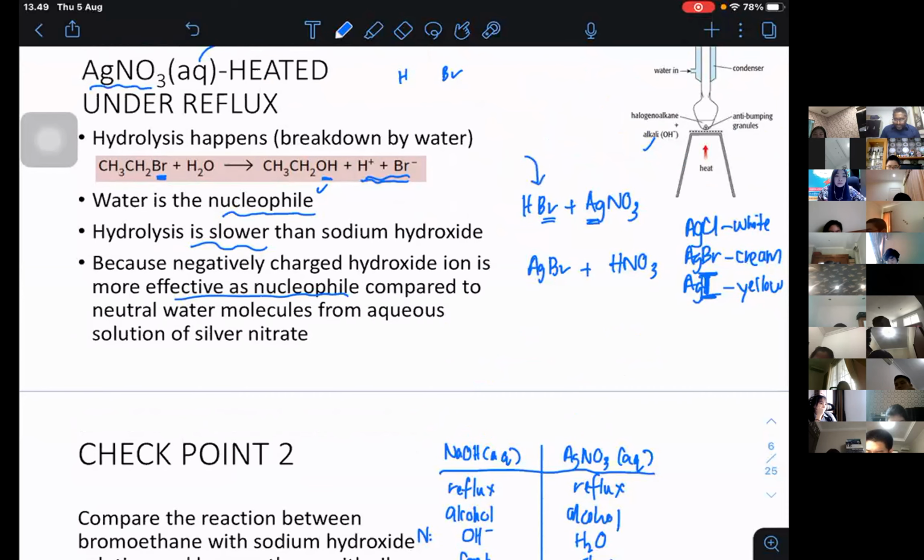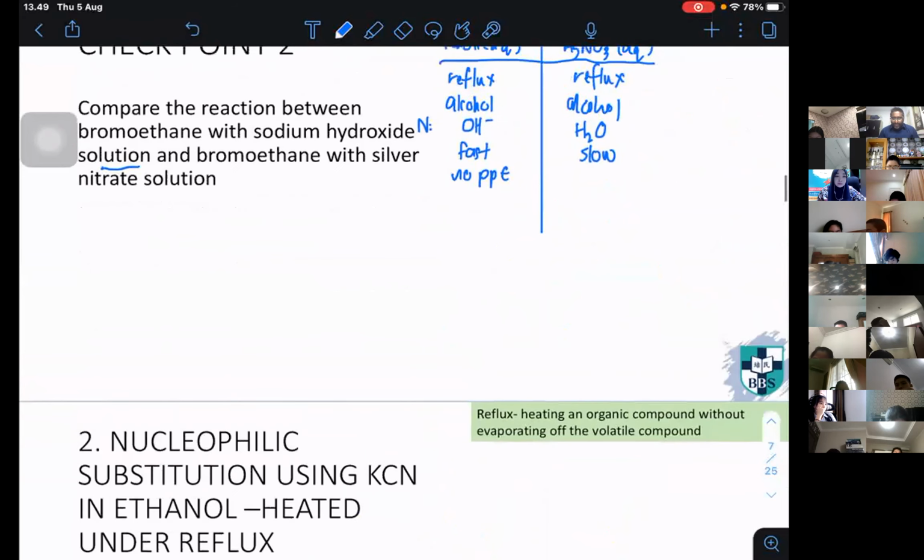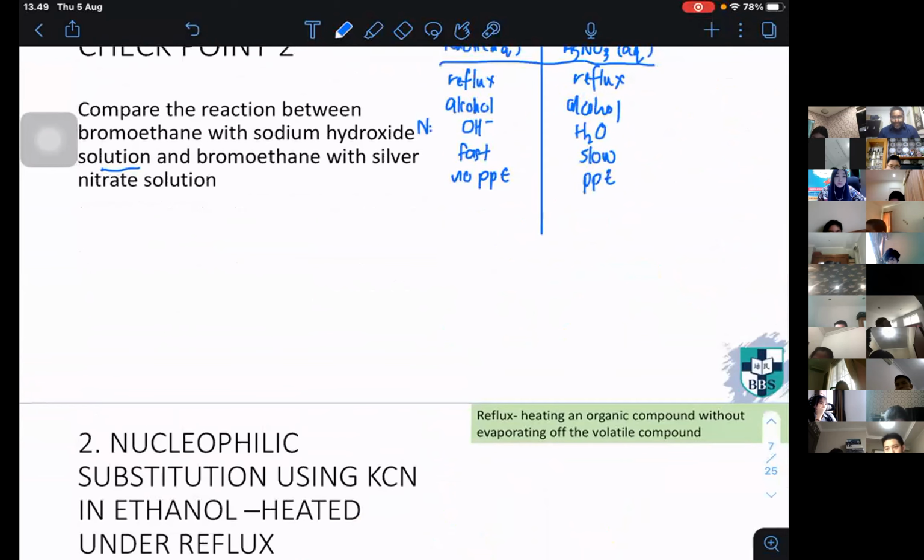So there will be possibilities of having, for example, AgBr, AgCl, AgI, and so on. There will be a possibility of having a precipitate, depending on what you are using. In this case, I'm using bromoethane and silver nitrate, so I'm talking about silver bromide, and a cream precipitate will be formed. So you can differentiate them. Very, very important that you know.